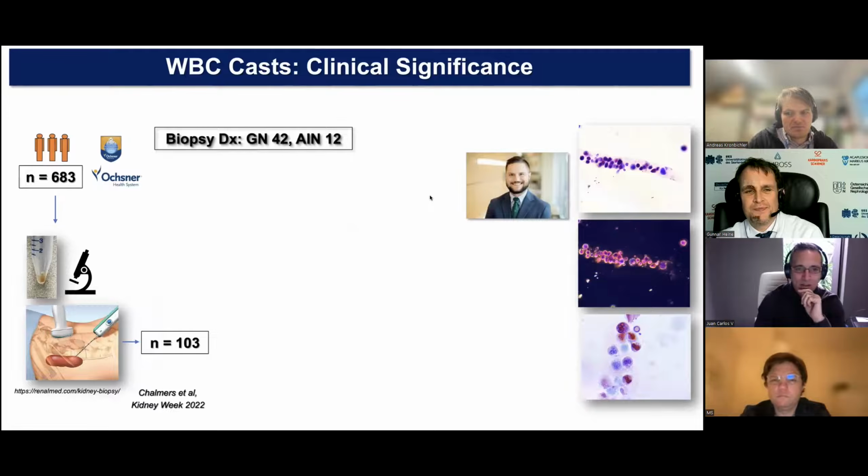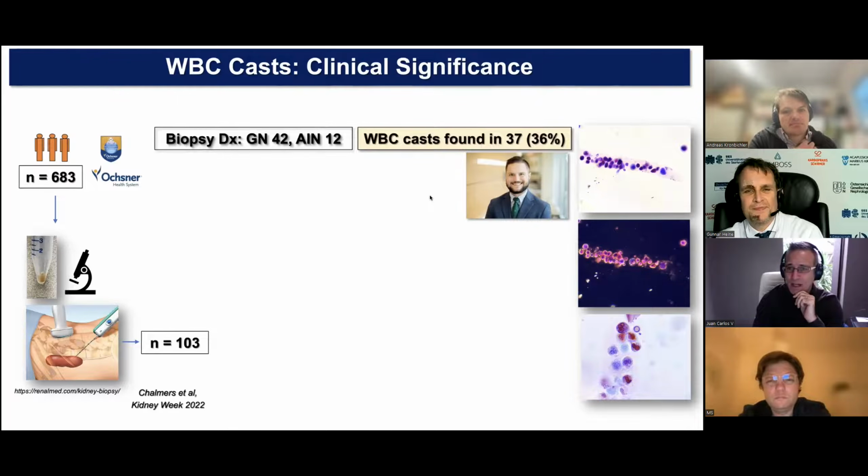And with them, we look at the diagnosis. 42 of them have glomerulonephritis. The majority were crescentic post-immune glomerulonephritis, followed by IgA, lupus, and other GN such as C3 glomerulonephritis or infection-related glomerulonephritis. 12 of them had acute interstitial nephritis. White blood cell casts were found in 36% of patients.